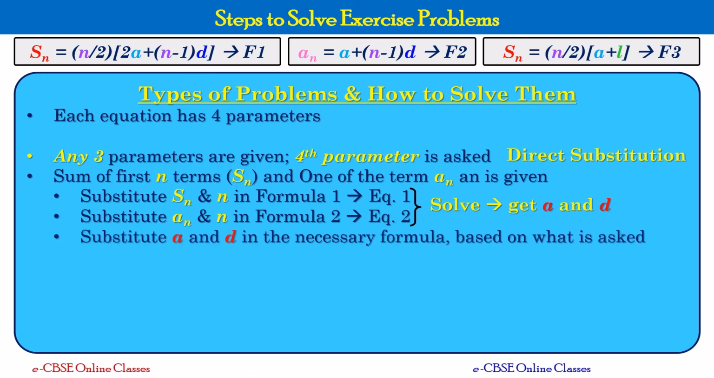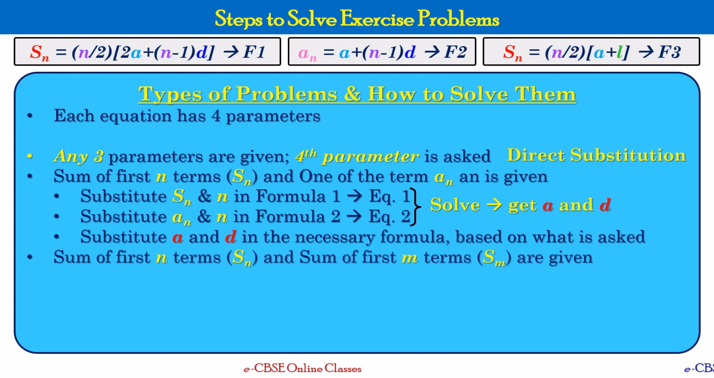So once you get values of a and d, you can substitute these two values in the necessary formula based on what is asked. If you are asked so and so term, then you can use formula 2. And if you are asked to find, say, m number of terms, you can use formula 1, but the m value is slightly different. So the third type of problem that can be asked is sum of first n terms is given and sum of first m terms is given.